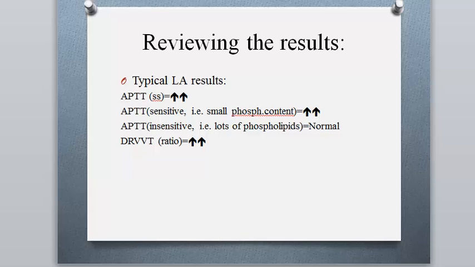So let's review the results. The typical lupus anticoagulant results are as follows. APTT-SS, the routine test, is elevated. APTT sensitive, the one that has small phospholipid content, is also elevated. APTT insensitive, the one that has lots of phospholipids, is normal. And DRVT ratio is elevated.